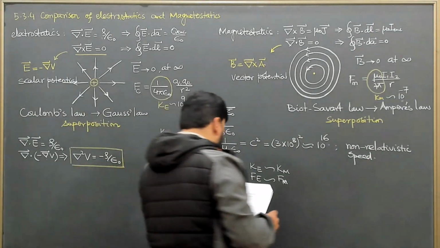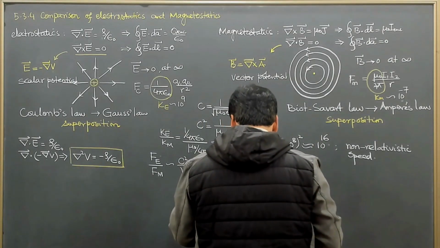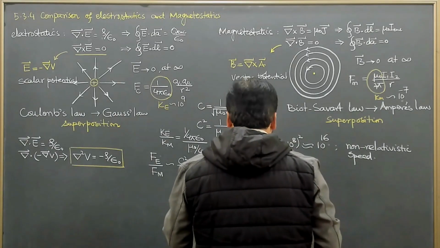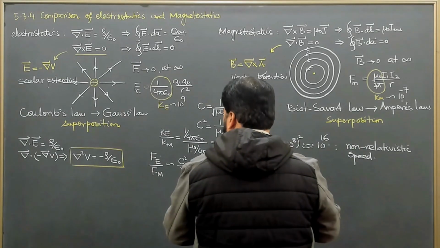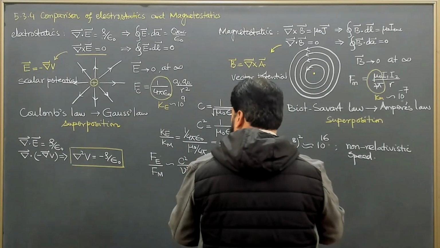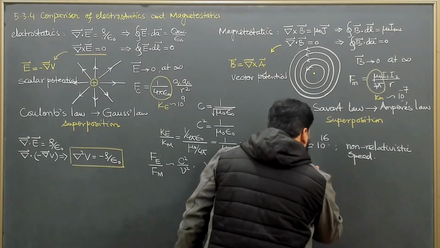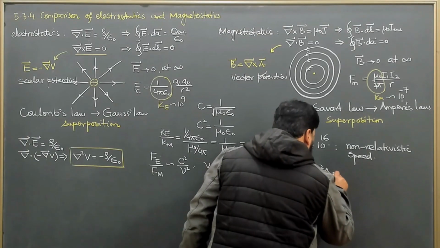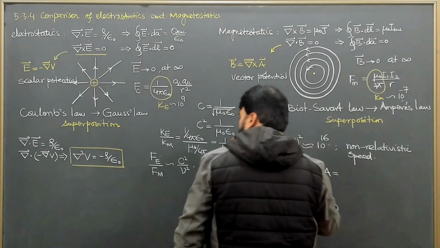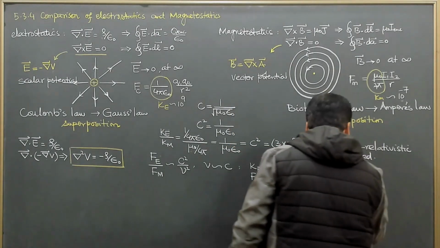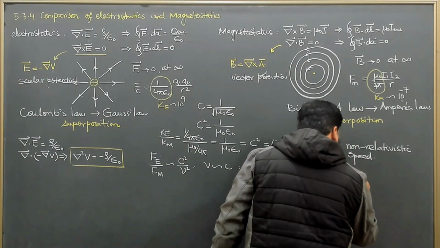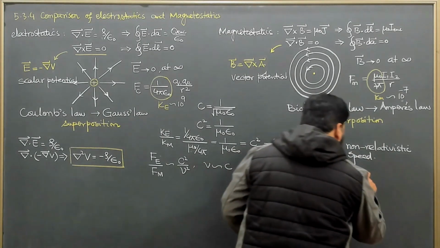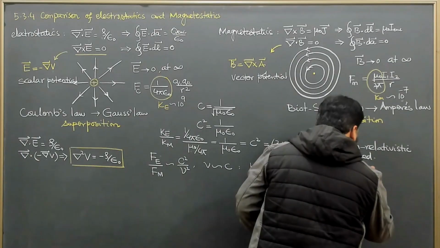Similarly, in the same analogy, I can write for the magnetic vector potential that the Laplacian of A is equal to, as it is 1 over epsilon naught, so this will become mu naught, and instead of rho, we have J here.